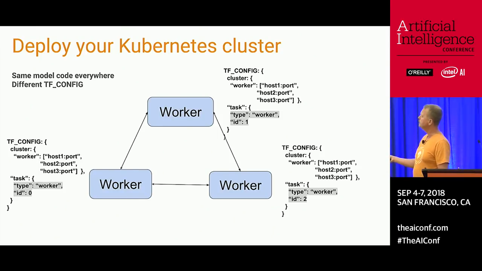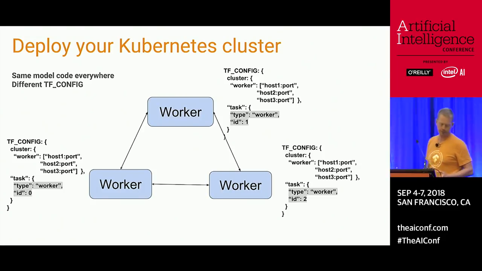And the second one is really to specify who am I? What is my identity within this cluster? So you can see the task here is 0. So this worker is host 1, port 1. It's 1, that's host 2, port. And it's 2, meaning that it's host 3 and at that port. So that's how you need to configure your cluster in order to do this.